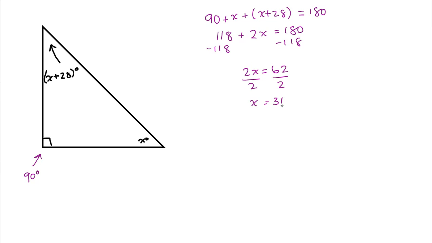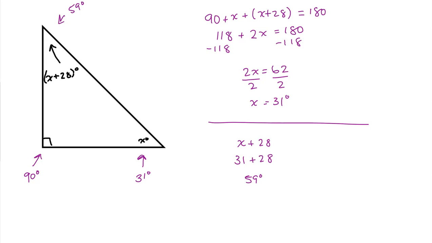X equals 31 degrees. So we know that this right here is 31 degrees. Now we're not quite done yet because we have x plus 28 over here. I'm just going to draw a line. So we need to completely solve this in order to figure out what our angle is. So we just need to add 31 and 28. We know that x equals 31. We just figured that out. And 31 plus 28 equals 59 degrees. So right there, 59 degrees.